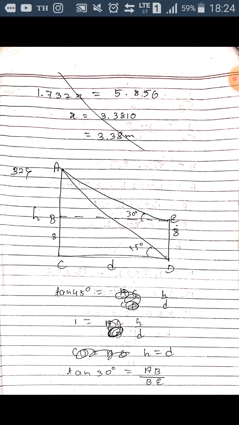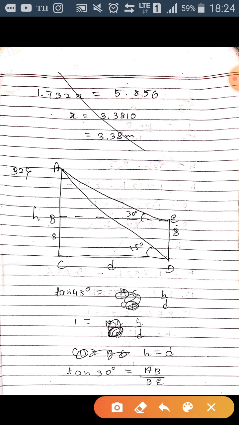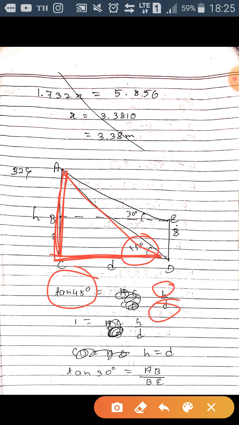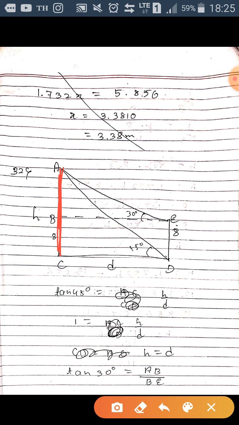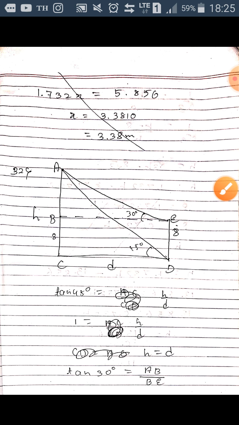Let's look at this triangle now. Tan 45 degree is equal to perpendicular, which is h, by base, which is d. Tan 45 degree is 1, so I write 1 is equal to h by d. So I get to know that h is equal to d. It means this one and this one are equal.